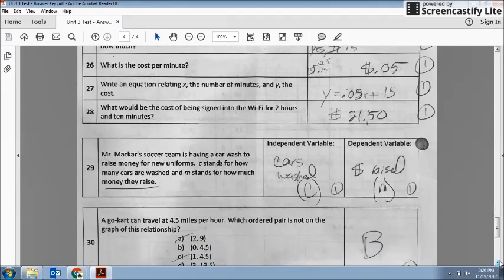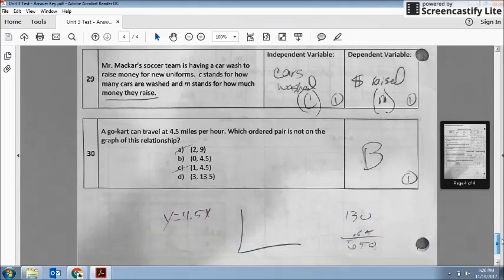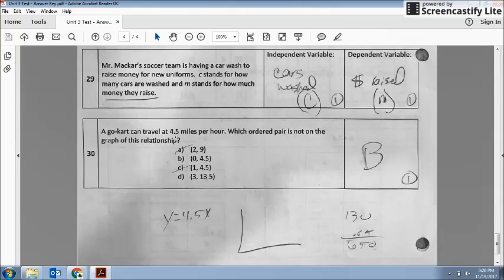29 and 30. So 29, we have Mr. McCarr's soccer team is having a car wash to raise money for new uniforms. C stands for how many cars are washed, and M stands for how much money they raised. Well, how much money they make depends on how many cars they wash. So the independent variable is going to be C, or cars washed, and the money raised, or M, is going to be the dependent variable.